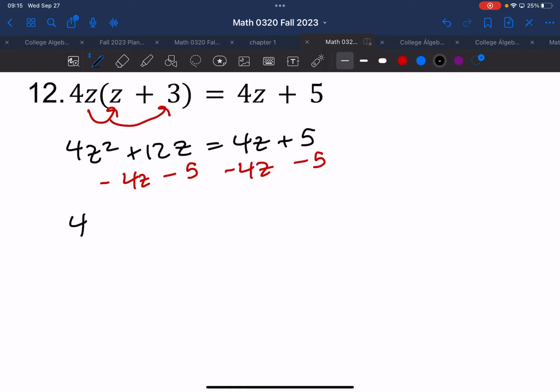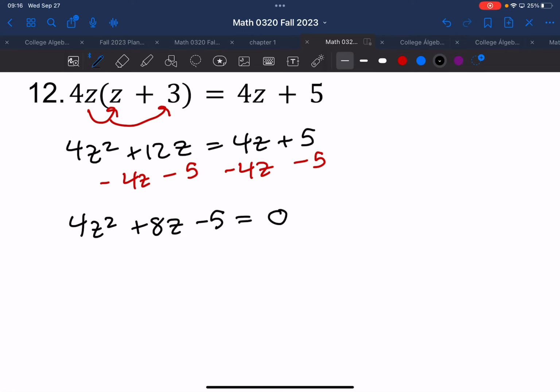So that gives me 4z squared. And then I have a 12z minus a 4z, so that's an 8z. And then that minus 5. So now that I have everything in standard form, it looks like a typical quadratic problem that I'm going to have to factor by grouping. So before I start the factor by grouping, I always check if I can take out a GCF just to see if my numbers can reduce any. Is there a GCF for this one?